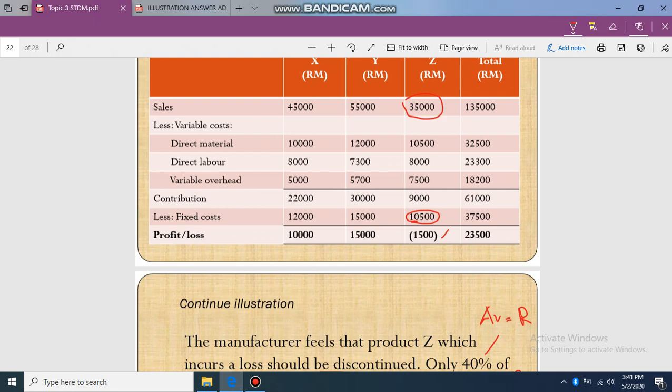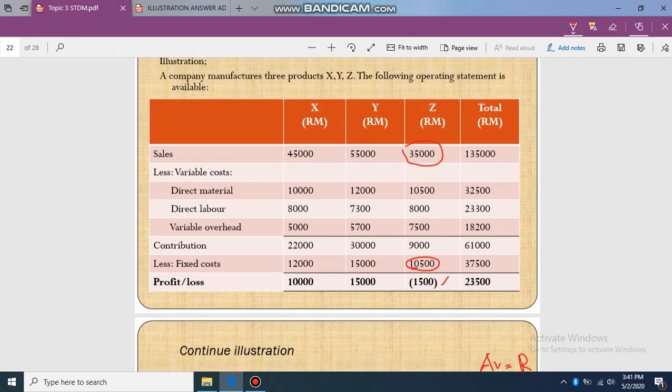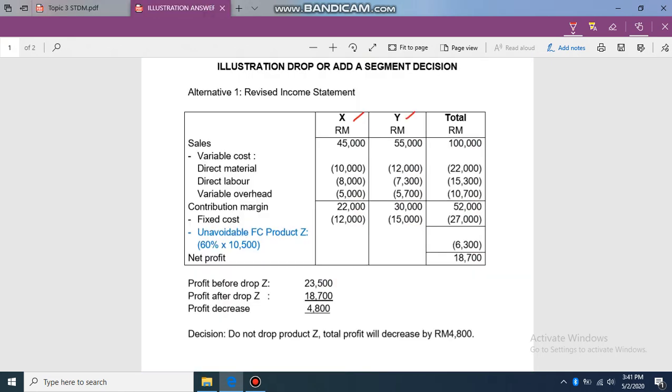But in this question, the drop of Z does not affect the sales of X and Y. That's why the sales for X and Y remain the same. Then minus the variable cost, which will be the direct cost. If you do not produce Z, that means no cost is incurred for Z. The variable cost for Z does not incur. But for X and Y, since you produce X and Y, the variable cost will incur, so you have to minus.